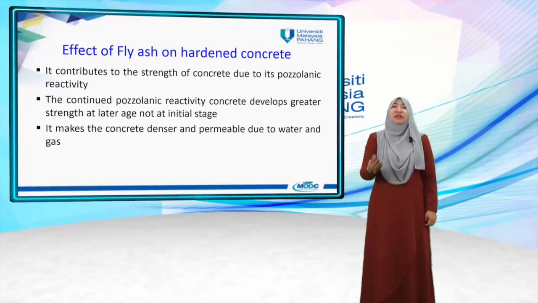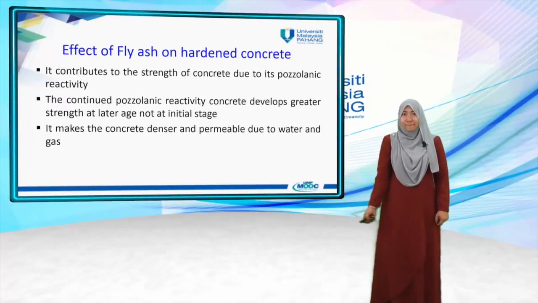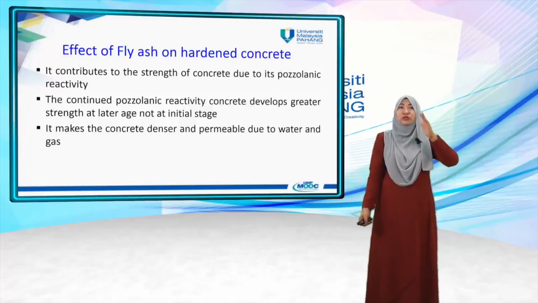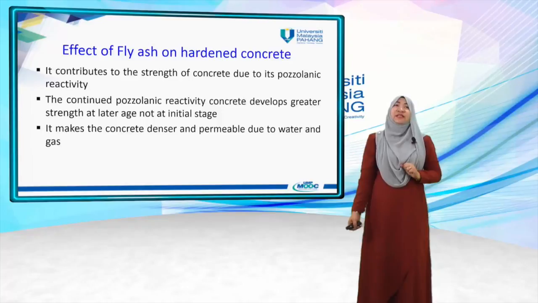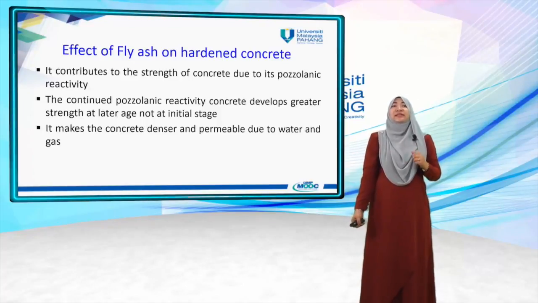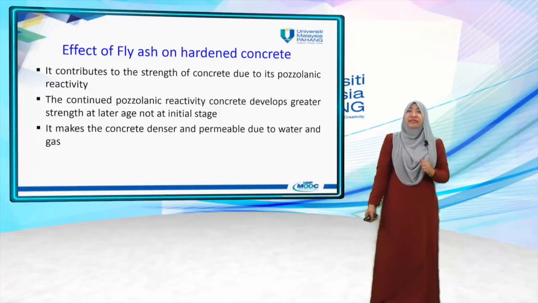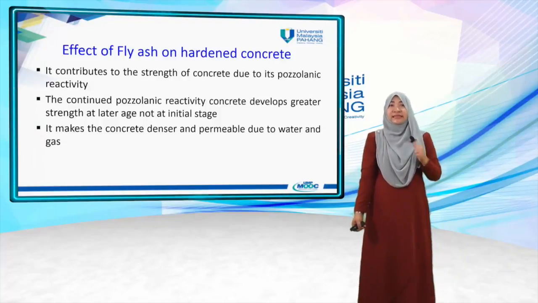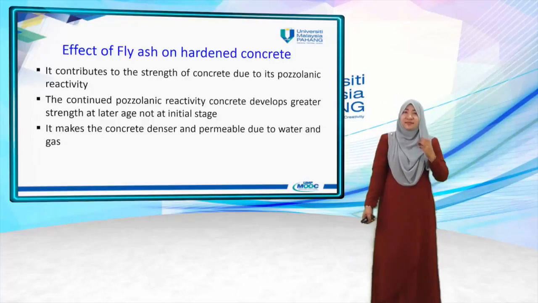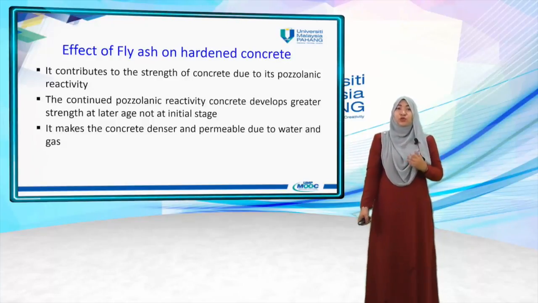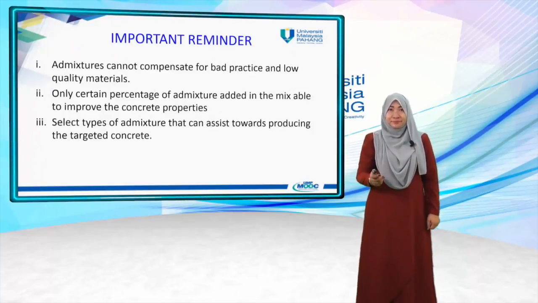So what is the effect of fly ash on hardened concrete? Number one, fly ash contributes to the strength of concrete due to its pozzolanic reactivity. Number two, with the continued pozzolanic reactivity, concrete develops greater strength at a later age, not at the initial stage. And then it makes the concrete denser and less permeable to water and gas.